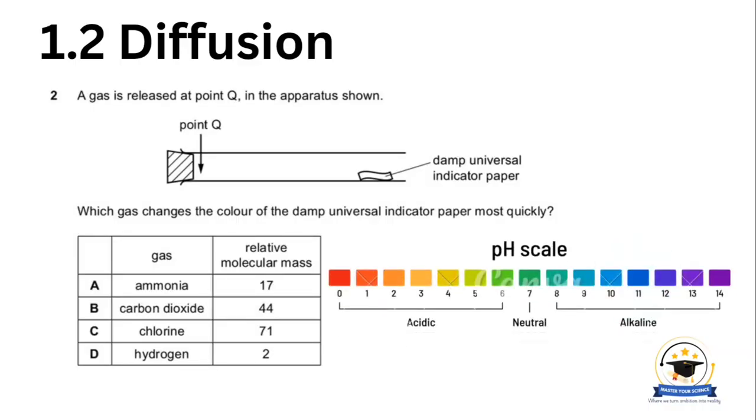Universal indicator paper will change color in the presence of either an acidic or alkaline substance. Although hydrogen is the smallest and will diffuse fastest, it is neutral and will not affect the color of the universal indicator paper. Ammonia is the second fastest to diffuse and is basic, and so will affect the color of the universal indicator paper. Therefore, the correct answer in this case is A.